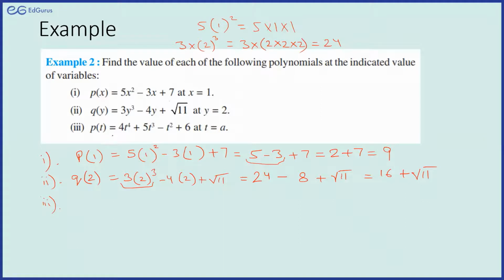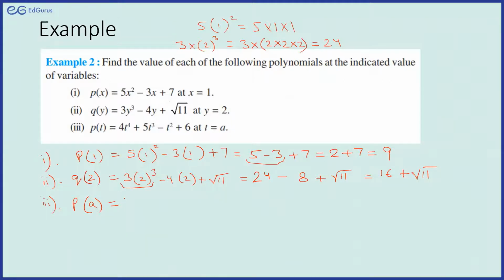Next, P of t equal to 4t to the power 4 plus 5t cube minus t square plus 6 at t equal to a. So find P of a. So now we are saying when t is a, what is the value of this polynomial? So substitute t equal to a and tell me what will be this polynomial. What's the value? So t equal to a.